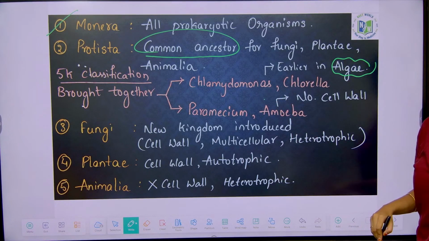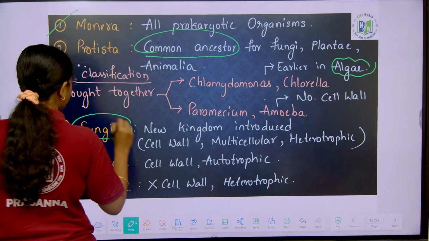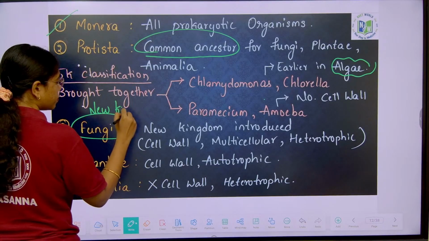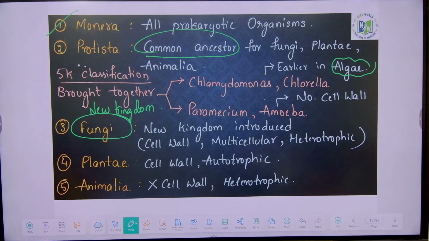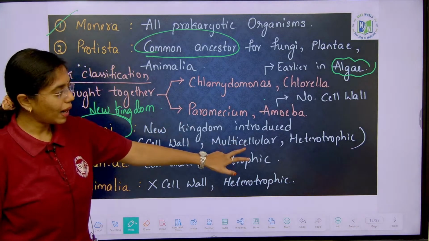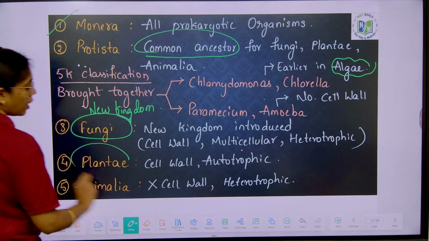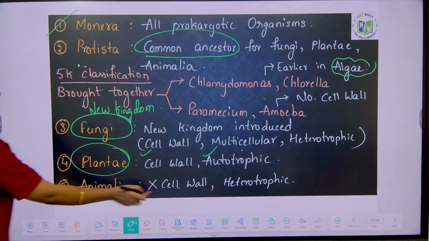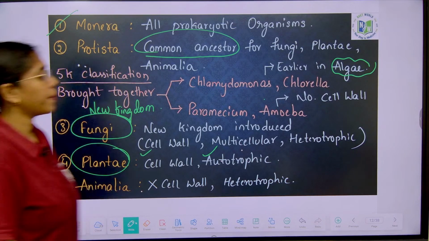Got it everybody? Next, Fungi. What is the new kingdom introduced in the 5 kingdom system of classification? Fungi. It has a cell wall and it is multicellular, heterotrophic. Plantae has a cell wall and is autotrophic in nutrition. Animalia has no cell wall, heterotrophic nutrition. Right? Remember this with respect to Protista and fungi. Next.